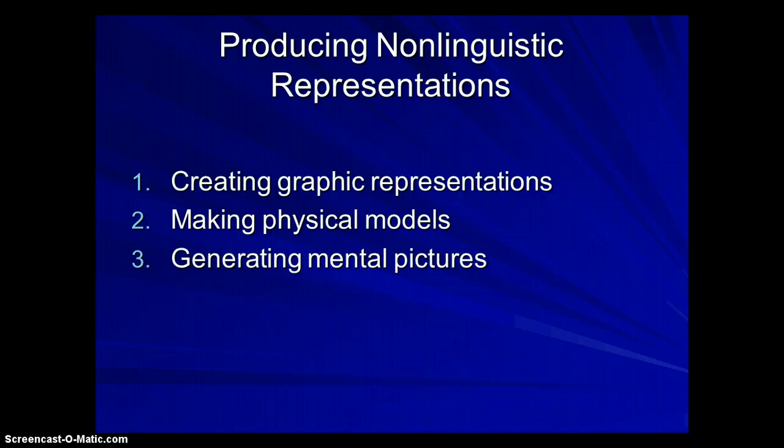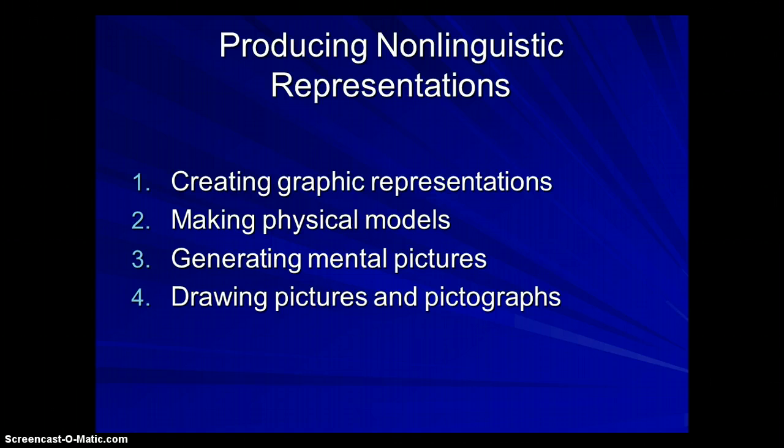Another one is generating mental pictures, and this is very powerful. This is when you might have your students close their eyes while you read a passage to them, and you are asking them to picture in their mind each part. They're making a movie in their head about what you're teaching them. And that is very powerful for the brain. It's generating a mental picture.